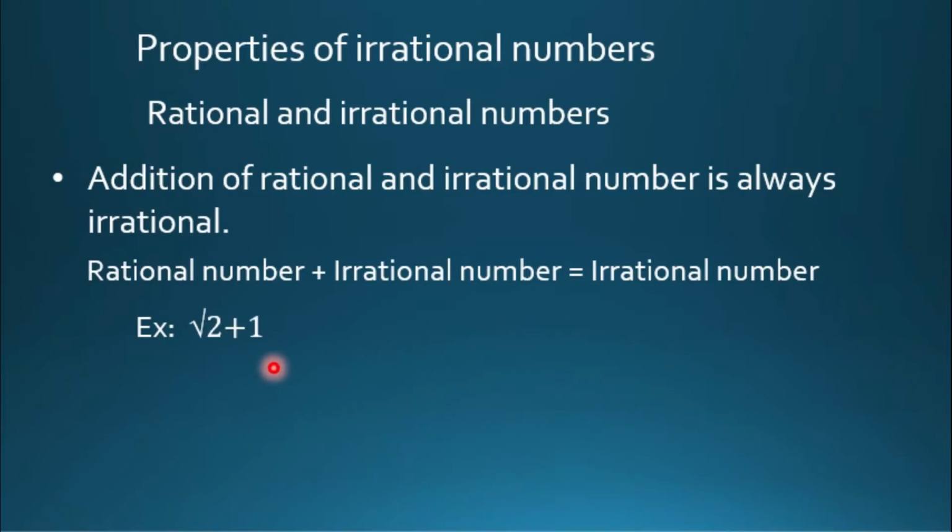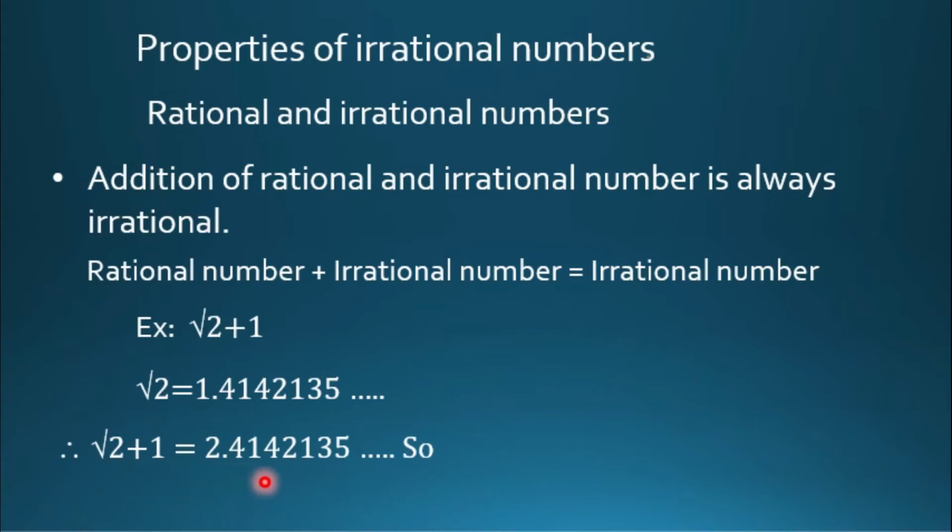We know that root 2 is equal to 1.4142 and so on. Therefore, root 2 plus 1 is equal to 2.4142135 and so on. So, the result is an irrational number.